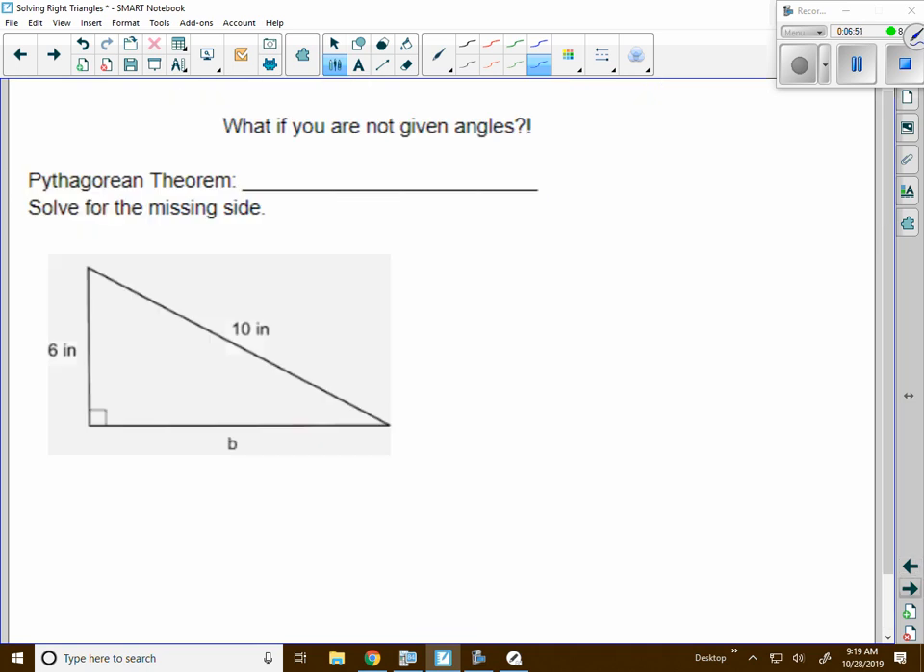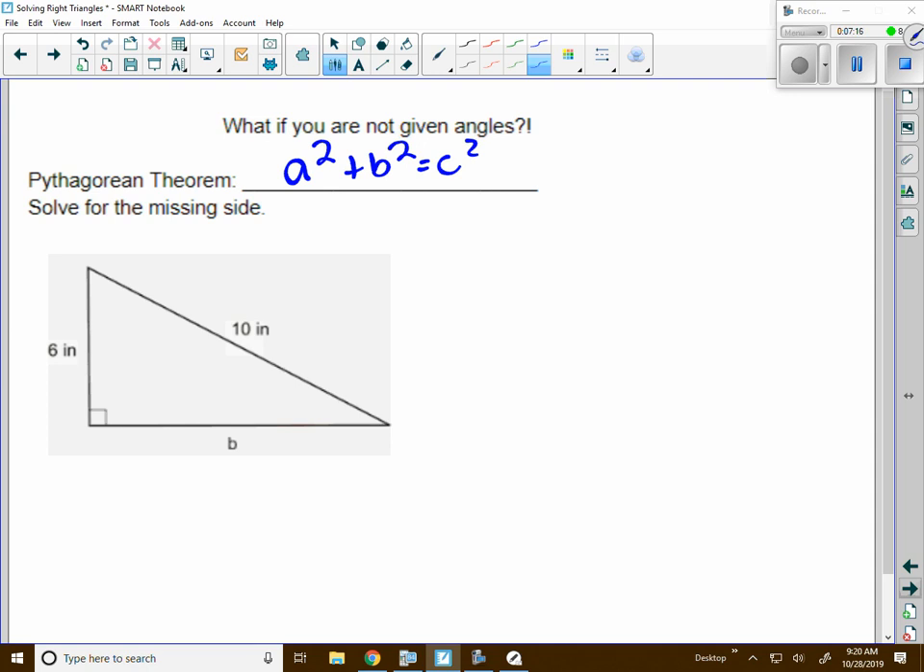All right, if we are not given any angles, we have to use the Pythagorean theorem to help us solve for triangles. So this one says solve for the missing side. Does anybody remember the Pythagorean theorem? Yeah, a squared plus b squared equals c squared. If you didn't remember it, you probably subconsciously remembered it. We said it a lot in math.